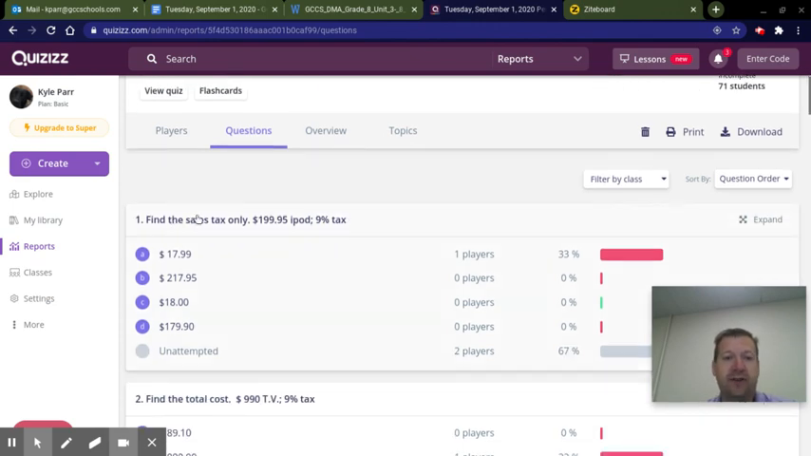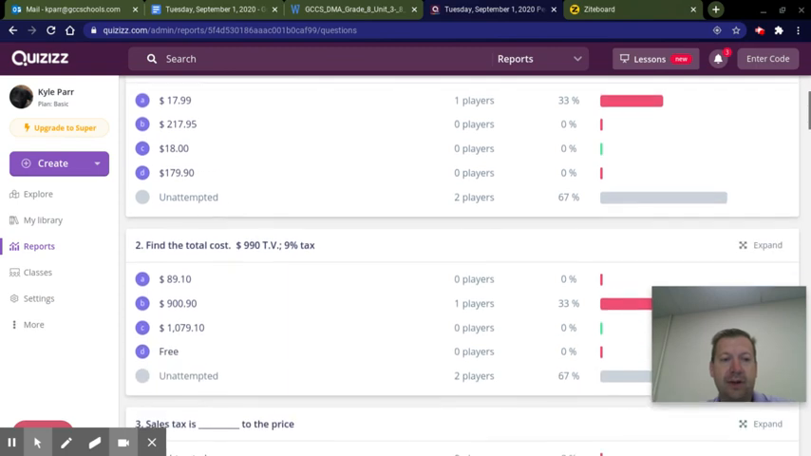So question one, it says find the sales tax only. So it doesn't mean find the total that you would pay, just what the tax would be. So you need to have a calculator available and do 199.95 times 9%. Well, 9%, you move the decimal 2 places from right here. You don't really have 2 places. That would be 0.9. So you have to put a 0 there and put 0.09.